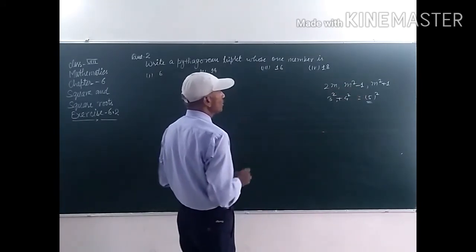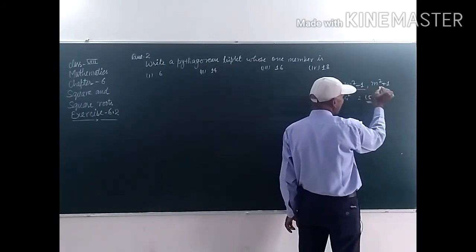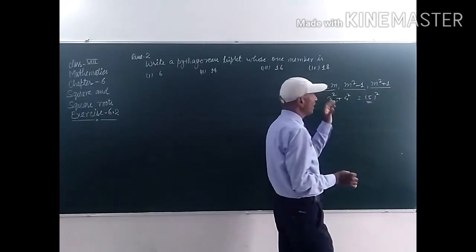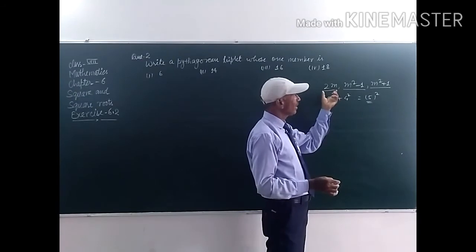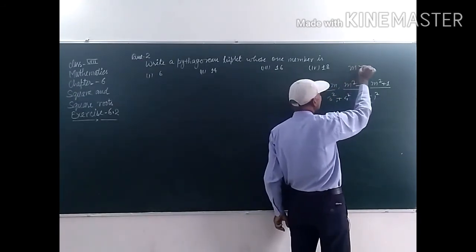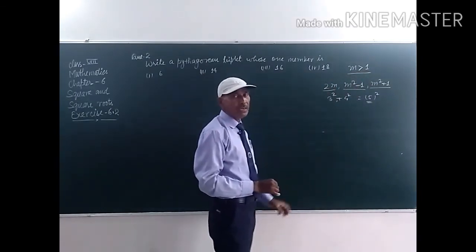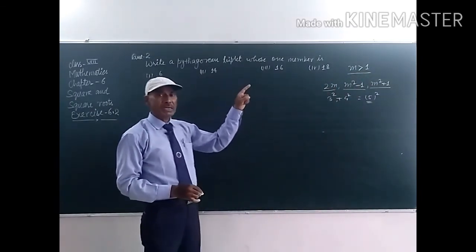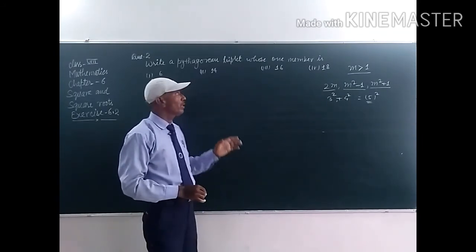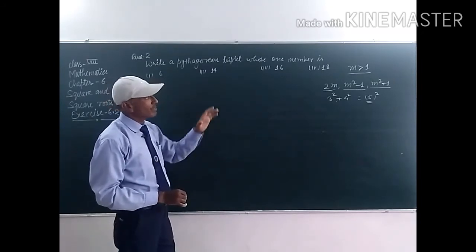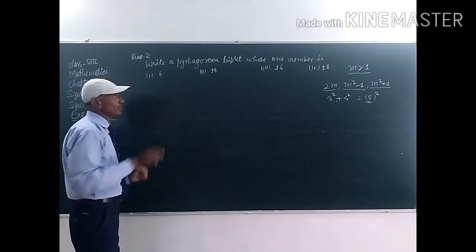So in the question, student, we have to use this rule: 2m, m square minus 1, m square plus 1, because these numbers form a Pythagorean triplet, and the value of m is greater than 1, and m is a natural number, student. Clear? So m is not a fraction, m is not an integer, m is a natural number. So we have to remember this. First of all, we have to find the value of m, and that is a natural number.